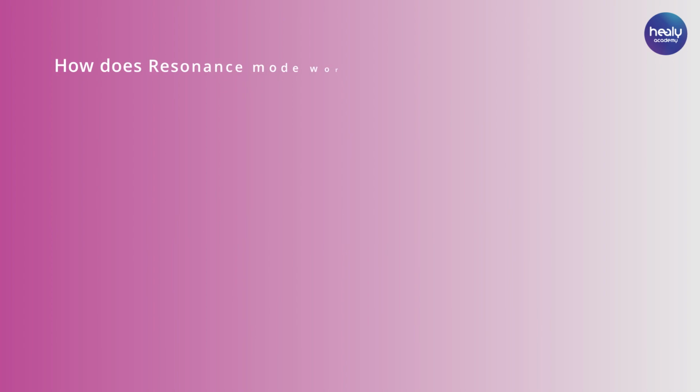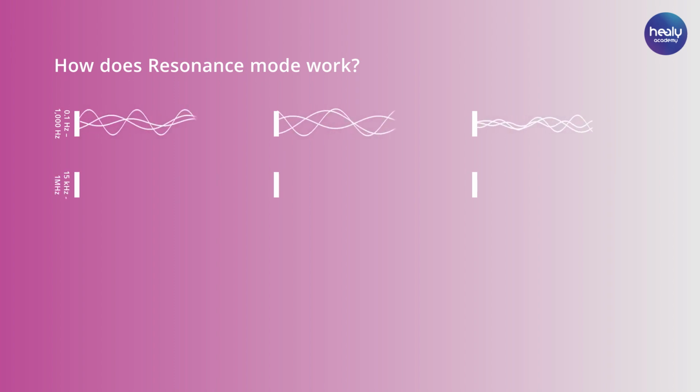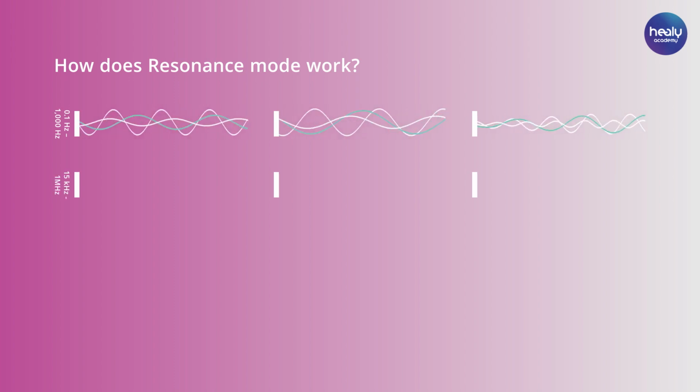How does resonance mode work? In resonance mode, three different frequencies are analyzed, either from the frequency band of 0.1 Hz to 1000 Hz or 15 kHz to 1 MHz. The two frequency ranges are used for different purposes. After analyzing the three frequencies, each of the frequencies is applied for 10 seconds.